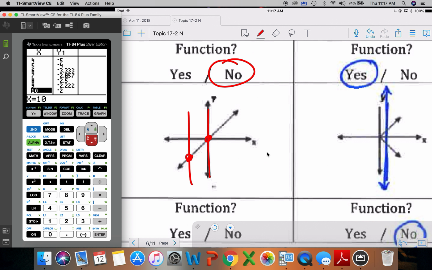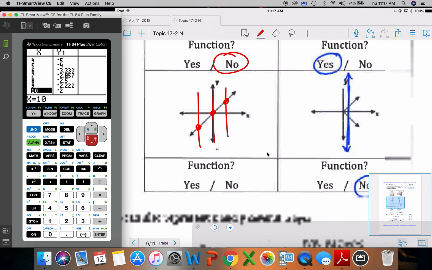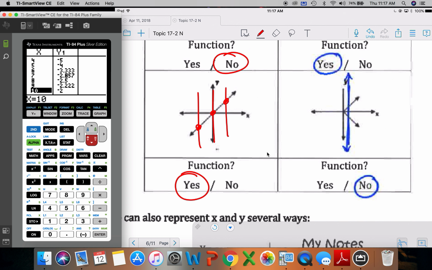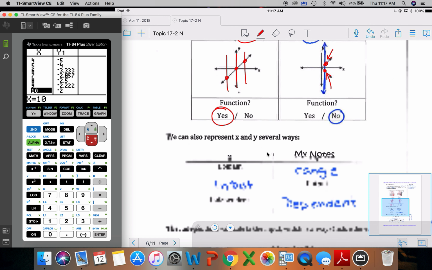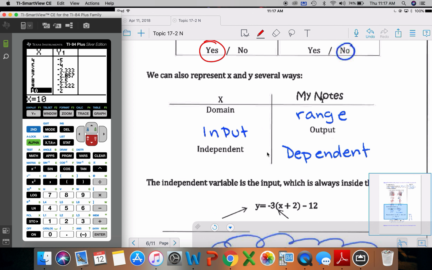On this graph, all 3 of the lines that I drew pass. There's nowhere that my x's are repeated, so this is a function. This one has already been done for us. The blue line has been drawn on top of the right facing V, and it is not a function because the vertical line hits or touches 2 times.